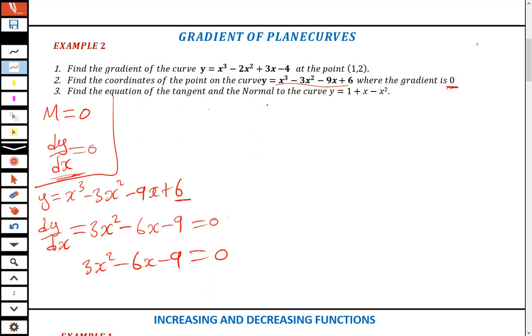So this equation is a multiple of 3. So we can divide by 3 to reduce it at least, so that it will be easier for us to solve. So the first one there, 3 over 3, this will just give us x squared. Then we have negative 2x. Then we have negative 3 is equal to 0.